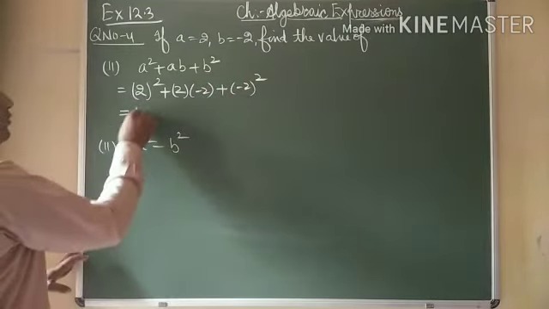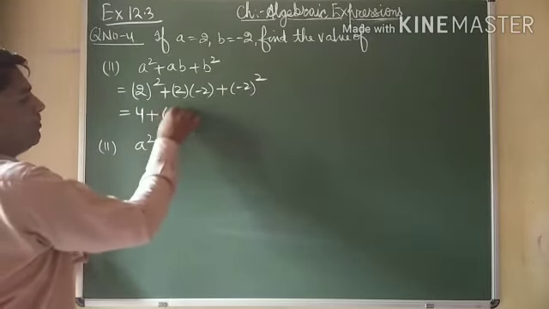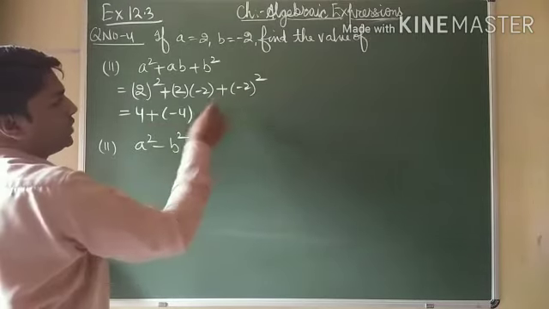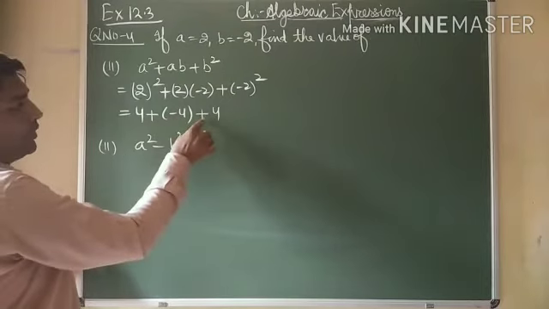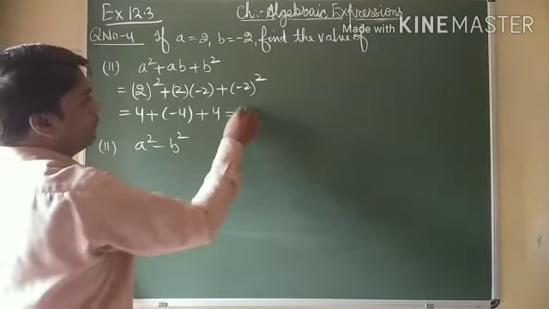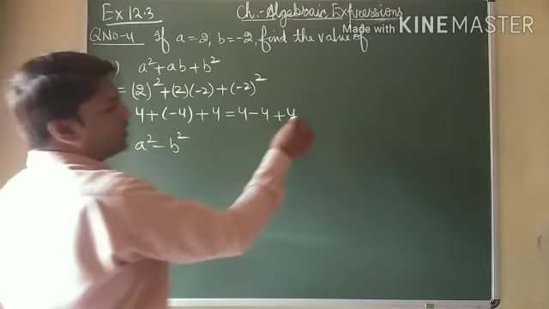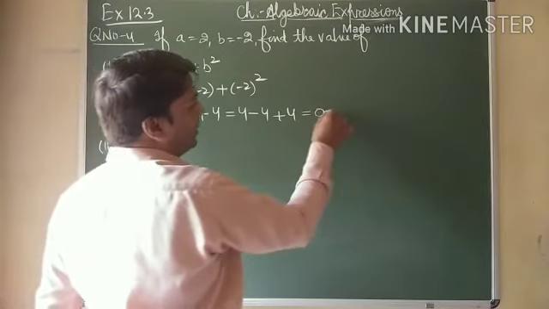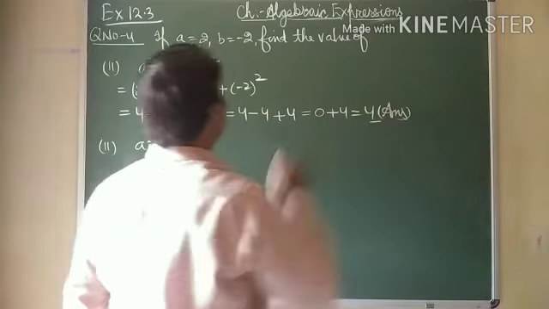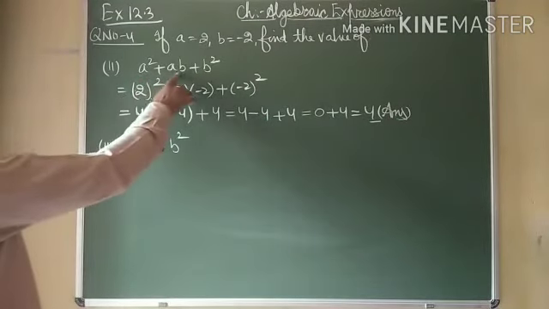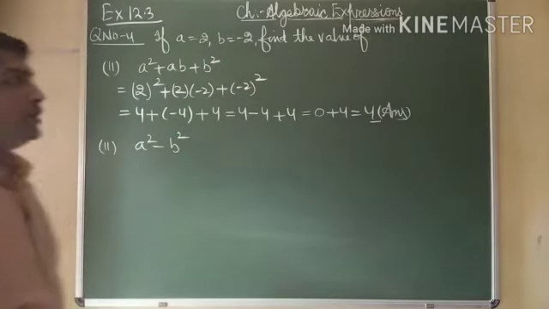2 square is equal to 4. So this becomes 4 plus 2 into minus 2 minus 4, and minus 2 square is equal to plus 4. So this becomes 4 plus minus 4 plus 4. Now 4 minus 4 is equal to 0. So this becomes 0 plus 4, which is equal to 4. Therefore, 4 be the required value of algebraic expression a square plus ab plus b square at a is equal to 2 and b is equal to minus 2.